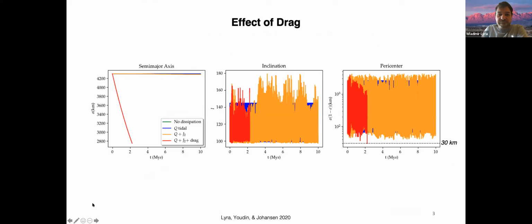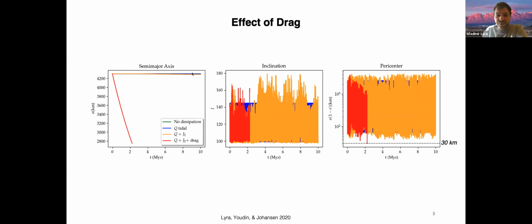So I'm going to show first and explain it later. So this is the main result. So if you sleep during the talk, you already have here the main result. On the left axis, you're seeing the semi-major axis against time. These are 4 different models. The green and the blue one are kind of the same line. You barely see the difference between them. The green one has no dissipation at all.